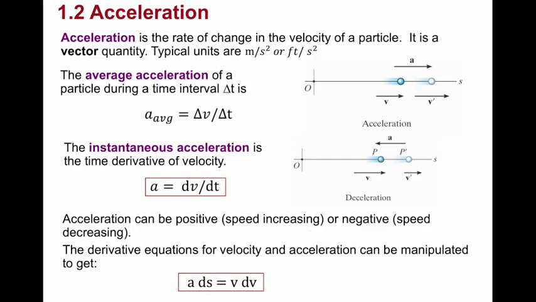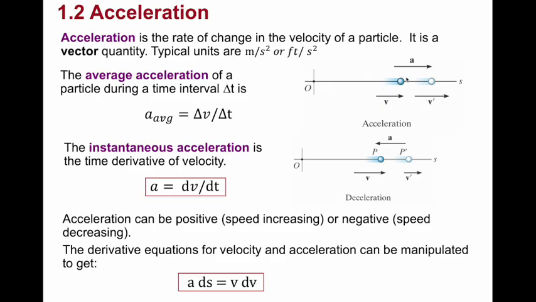Finally, we can talk about the acceleration, which is the rate of change in the velocity of a particle. It is a vector quantity. The typical units are meters per second squared if we're talking about the international system, or feet per second squared if we're talking about the imperial system.